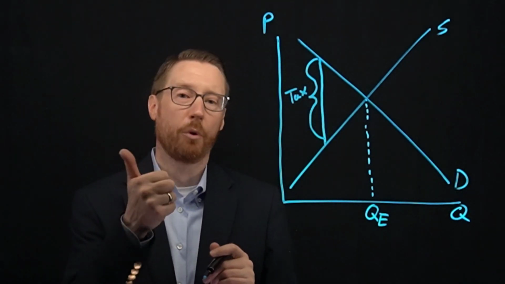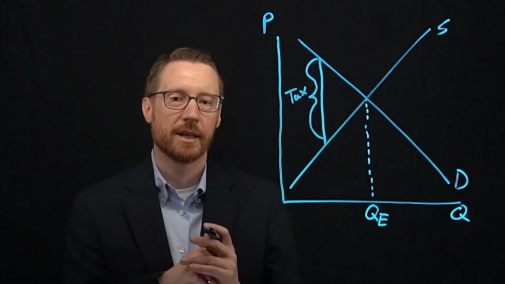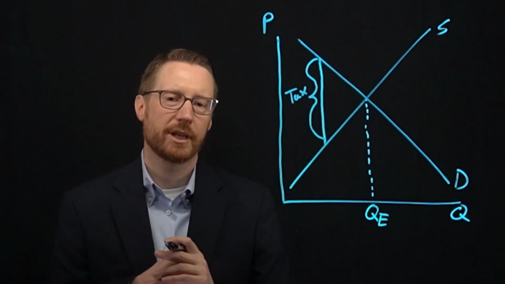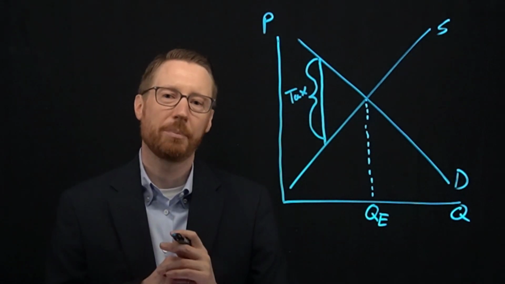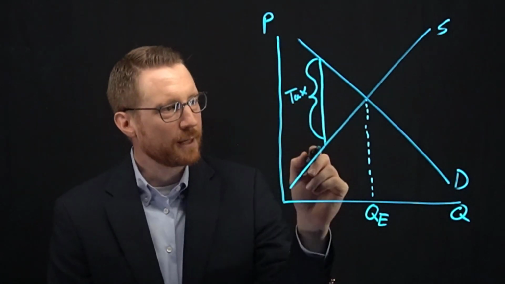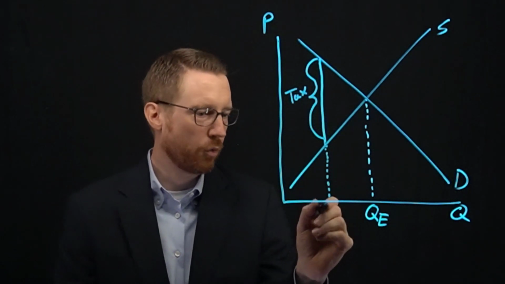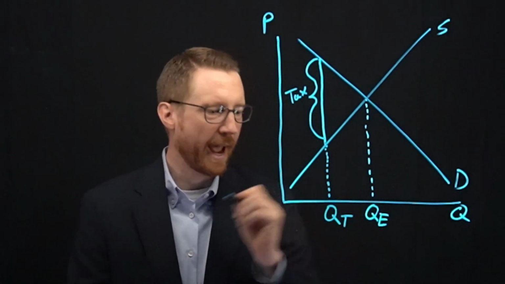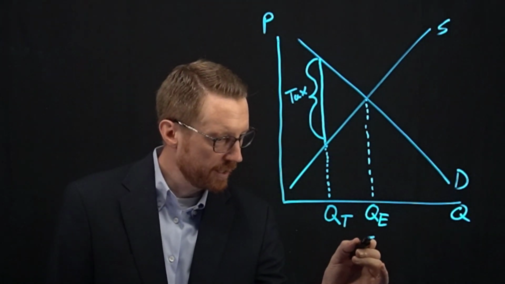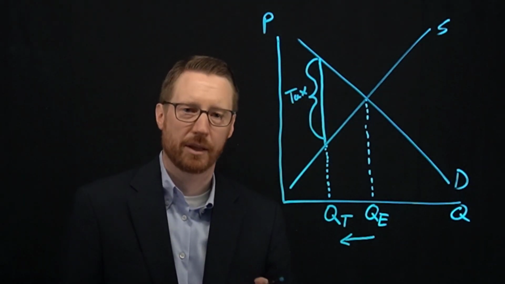So if buyers are paying more, do they want to buy as many? Nope, they're going to want to buy less. Quantity demanded decreases. If sellers are receiving less, do they want to sell as many, or are they able to sell as many? Nope. Quantity supplied decreases as well. Where this wedge is driven in between the price paid by the buyer and the price paid by the seller equates to our quantity after the tax is put in place. So look what happened. The quantity has decreased. There's less trade taking place than before.